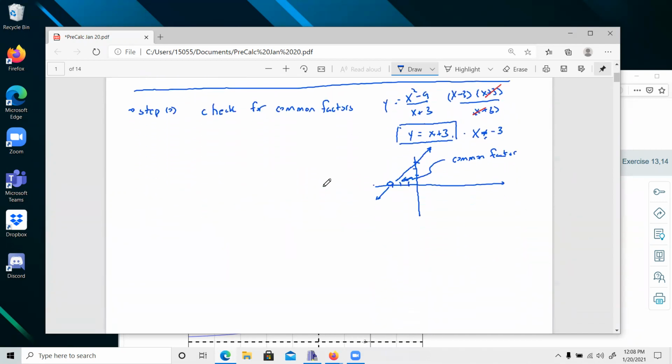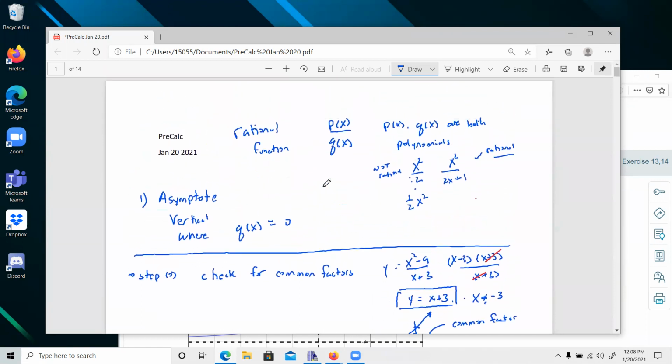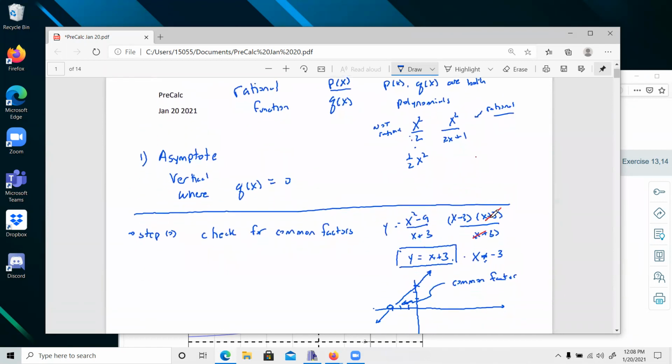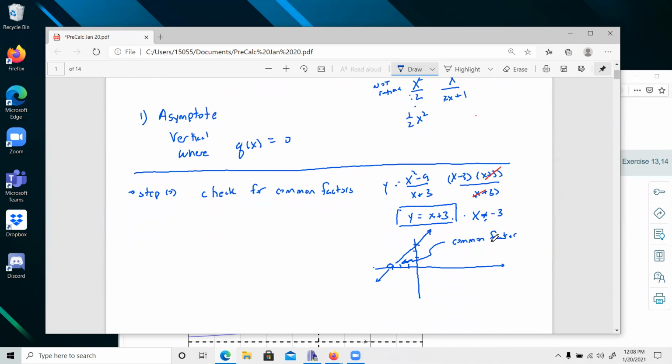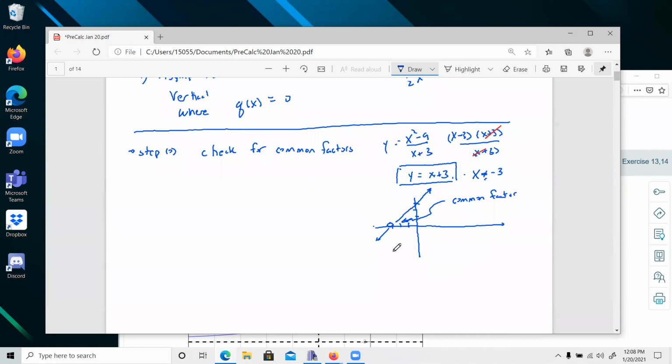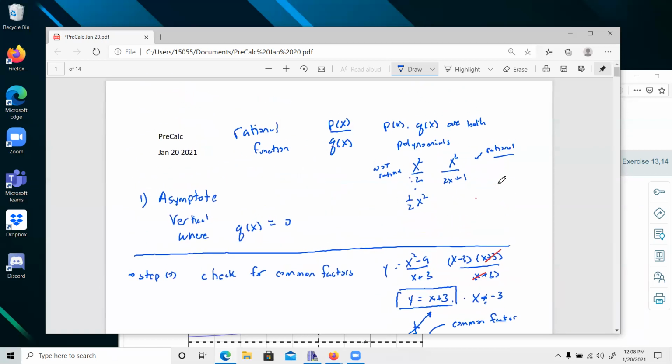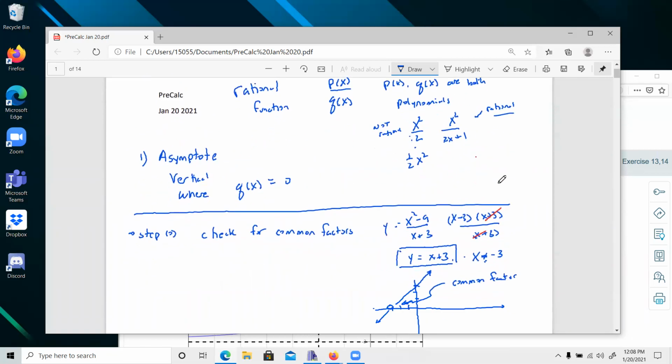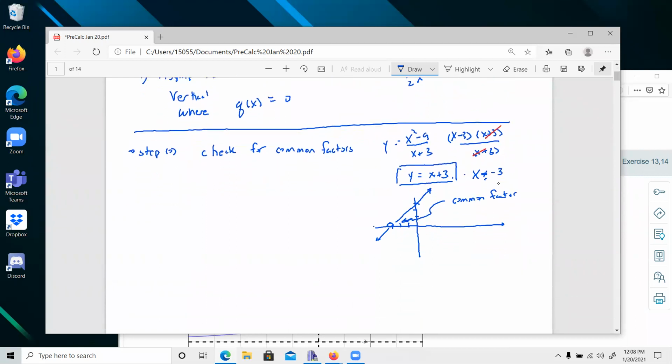I know that the college algebra class has changed, so we don't really deal with this very much. So you'll see a few in this section, but that's just to make sure that we're checking that. So step 0 is check for common factors. Does anything cancel? If it does, then you have a hole, not an asymptote.